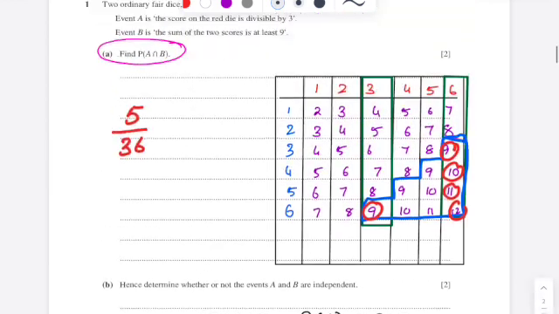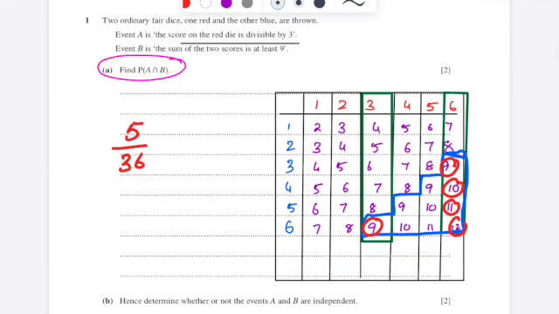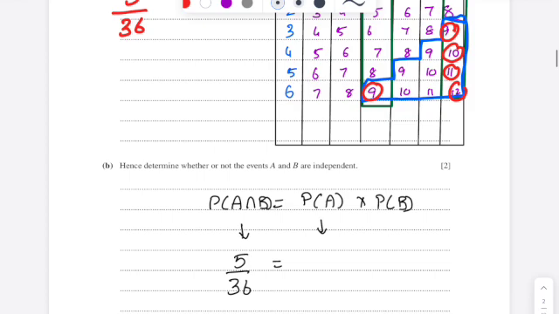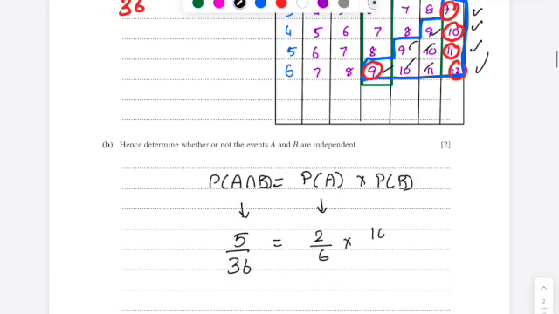Probability of A. What is probability of A? The score on the red die is divisible by 3. So how many are divisible by 3? On the red die, it is 3 and 6. So it is going to be 2 upon 6. And B, the sum of the two scores is at least 9. How many outcomes are there where the score is at least 9? 1, 2, 3, 4, 5, 6, 7, 8, 9, 10. So 10 outcomes are there, 10 upon 36.